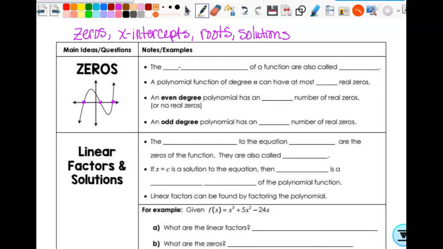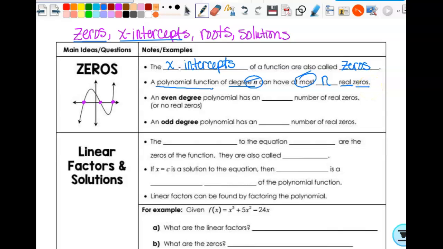All right, so the x-intercepts of a function are also called zeros. We've used x-intercepts and we've used zeros so far. We're still talking about polynomials. So a polynomial function of degree n can have at most n real zeros.